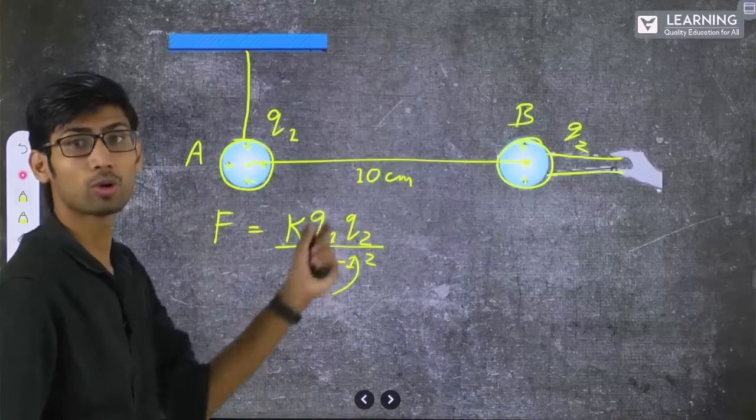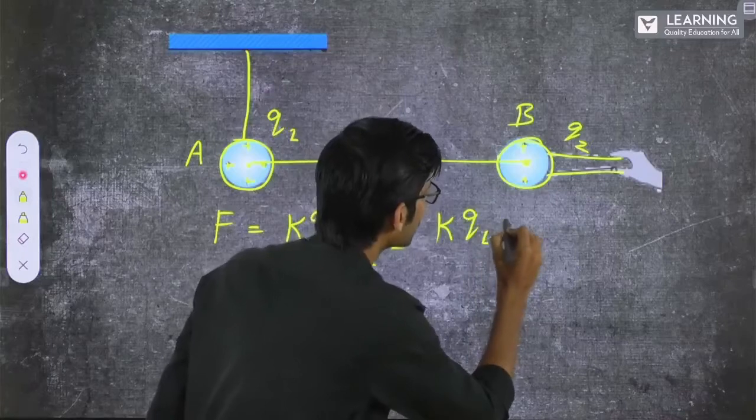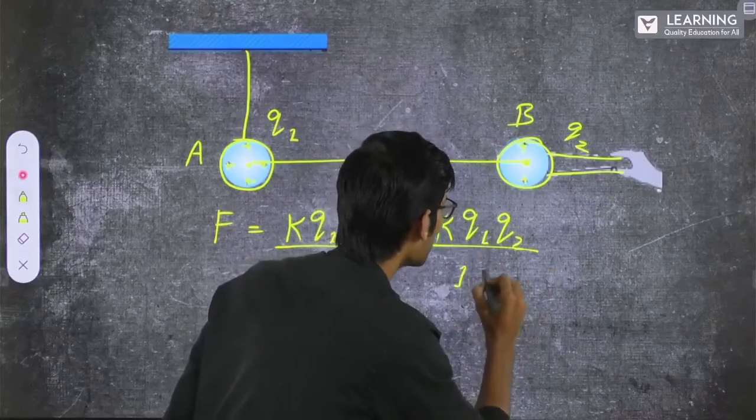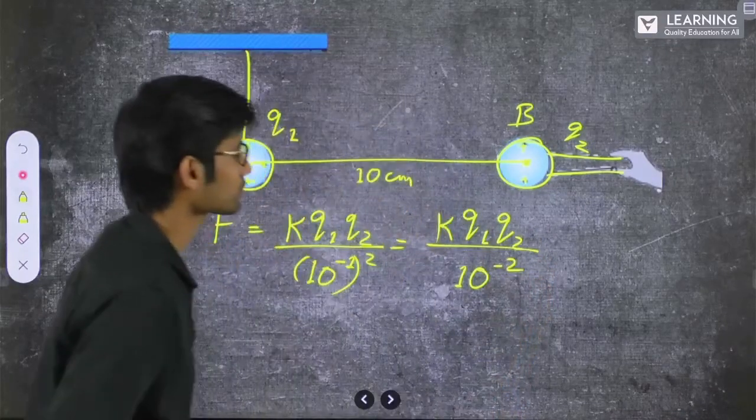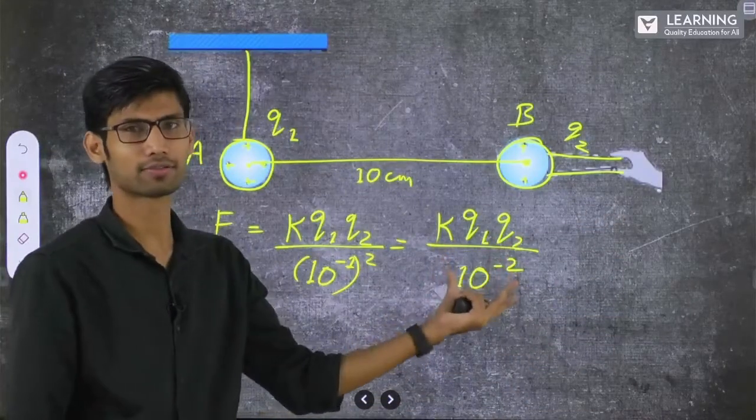10 power minus 1 whole square. So this will be K Q1 Q2 divided by 10 power minus 2, or into 10 power 2 you can write. Okay, let's leave it here itself. This is the force.